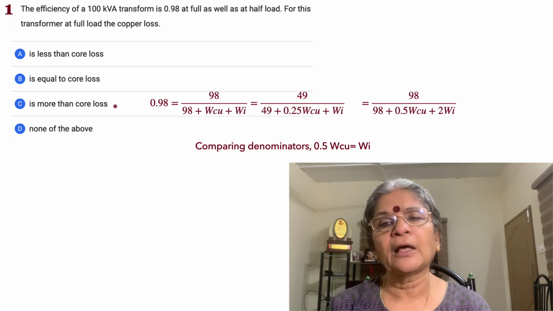Simply you can calculate 0.5 WCU is equal to WI, because of the addition there. As simple as that. So we can see that iron loss is half the copper loss. Which is bigger? Copper loss is bigger. That's all that's asked. The problem is done here, but even without doing the problem itself, you can realize that copper loss has to be larger, because the iron loss does not make much of a dent in the efficiency calculation, though the load has come down by half.